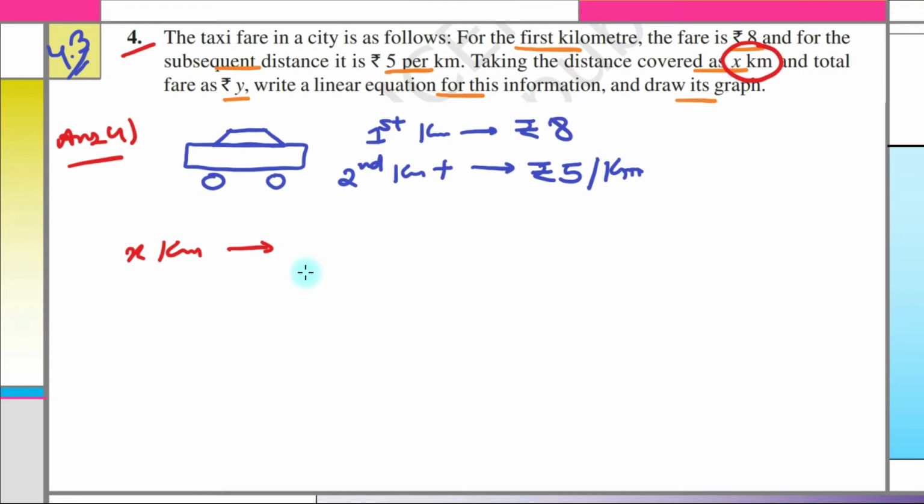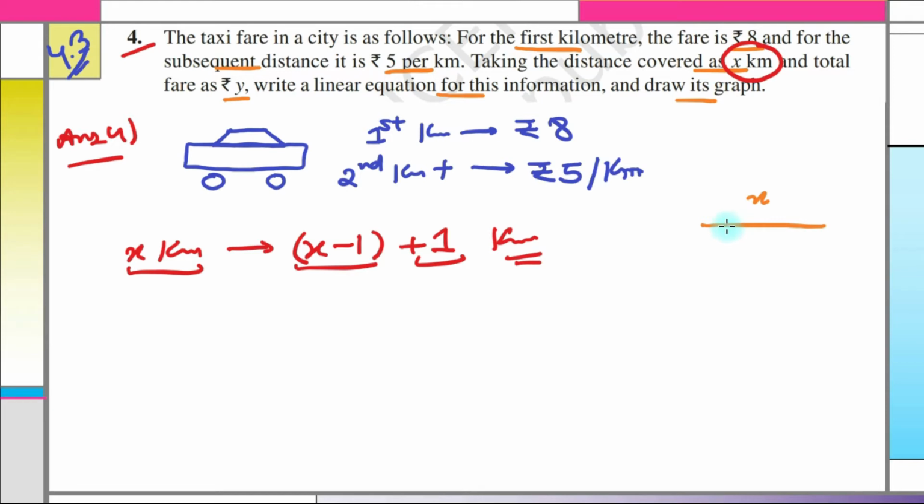So my friends, I could rewrite x kilometers as x minus 1 plus 1. I will tell you why we are breaking it. We can write x kilometers as x minus 1 plus 1 kilometers. I hope it's clear. Now we are going to draw a diagram just for demonstration. Let this be x kilometers. I have written x kilometers as 1 plus x minus 1 kilometers, because 1 plus x minus 1 is x only. Now according to the question, the first kilometer is rupees 8. In the x kilometers, x could be any number like 5, 6, 7, 13, 26, 39, any number.